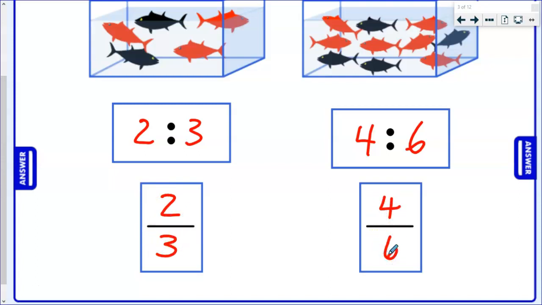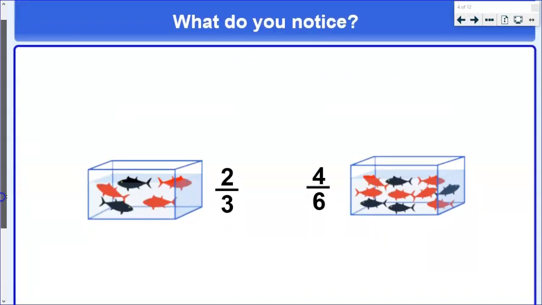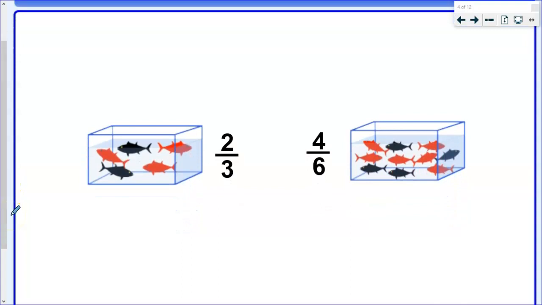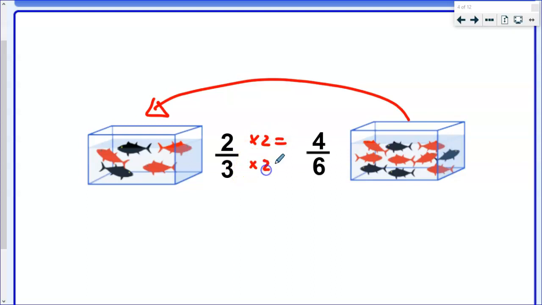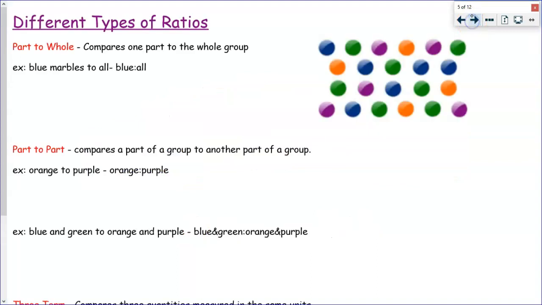Okay, ratio is also written in fractions. And when you write those fractions, what do you actually notice? Or do you notice anything? Hopefully you do. So this tank is double this tank, right? These are actually equivalent fractions, which would mean they're also equivalent ratios. All right, so when you're comparing the two, just keep that in mind.